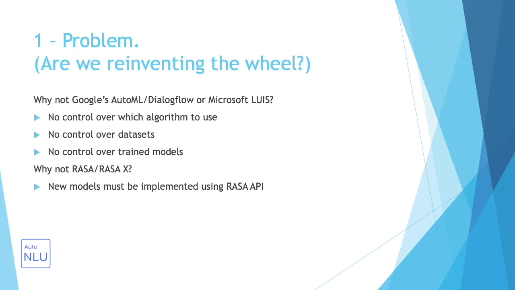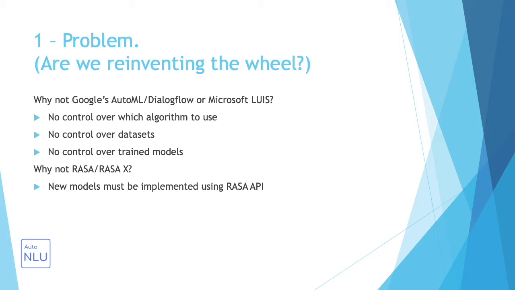And are we reinventing the wheel? Why not just use Google AutoML, Dialogflow, or Microsoft LUIS? The answer is, in those platforms, we have no control over which algorithm to use, no control over our datasets in the sense that we have no idea if our dataset will be safe. And we also have no control over trained models. So we cannot just go to the service and download the trained models for future use.